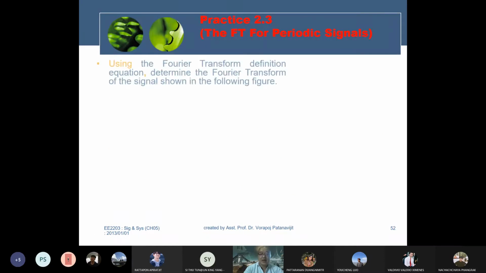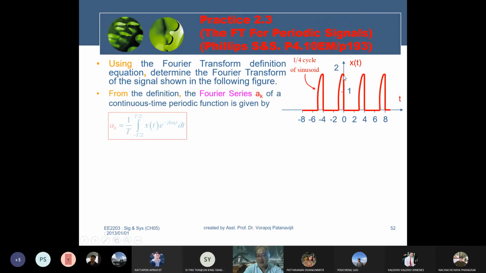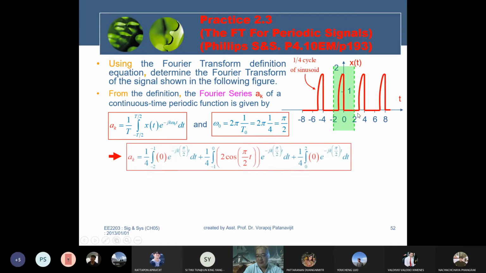The next one: using the Fourier transform definition, determine the Fourier transform of the signal shown in this figure. The graph is a sinusoidal waveform, in this case a cos function, but only a quarter period of it. Even though the period is about 2, by measuring, the period is equal to 4.